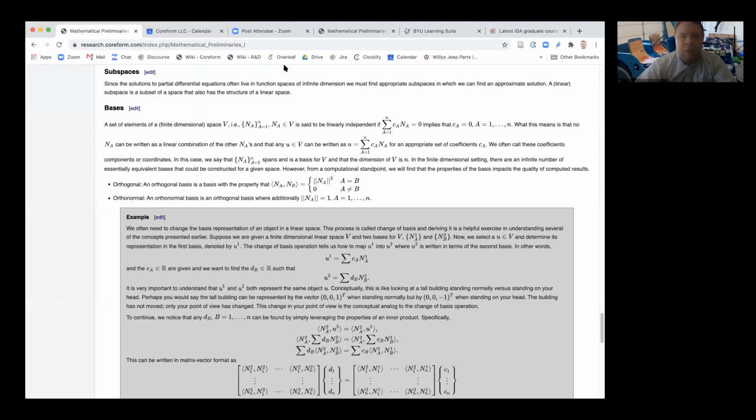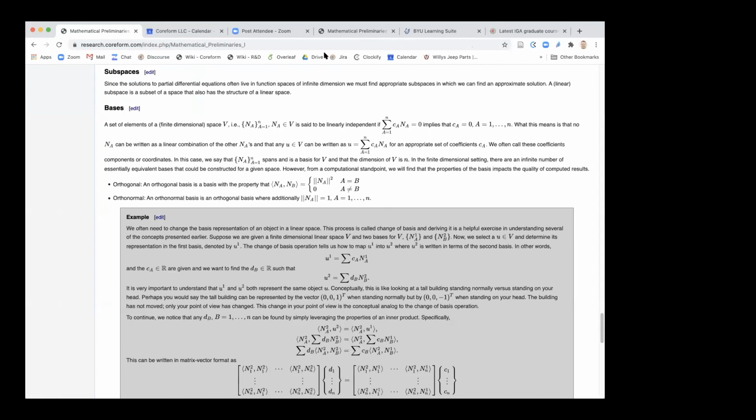Okay, so what can you see? Can you see the wiki page? Is that visible to everybody? Yes, and you're at bases. Okay, great.